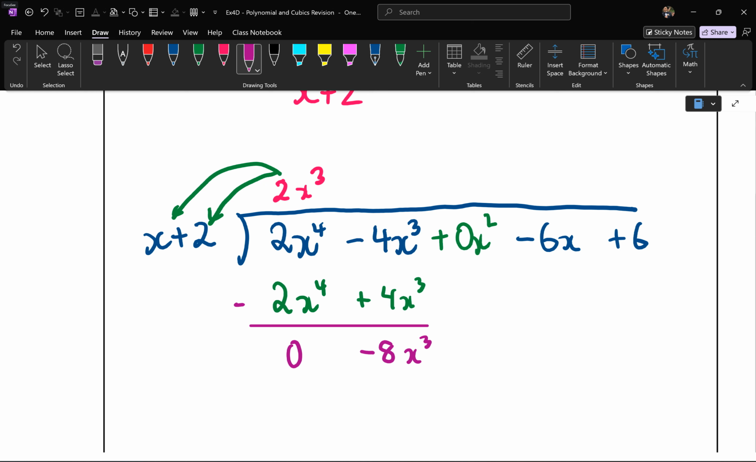And like I said, it might help you to add in that 0x squared if you aren't familiar with it. So I'm going to add in that 0x squared. And now we're doing the next thing. We drop down the 0x squared. And we do the same pattern again.